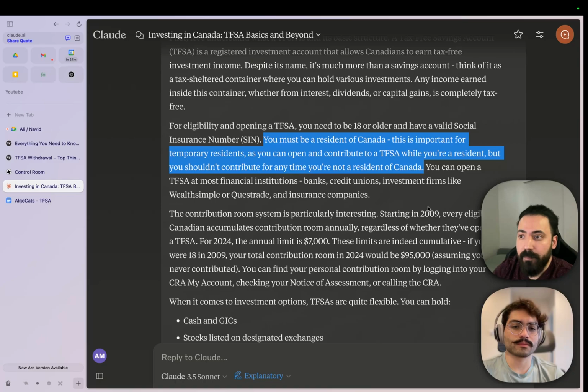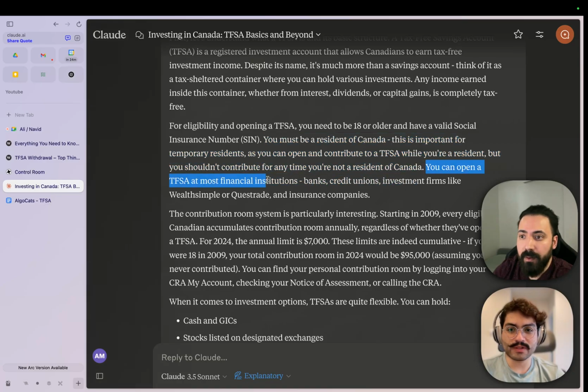Okay, got it. So you can also open a TFSA. We got the answer to this for non-registered accounts in our previous video. You can open it in banks, credit unions, any investment firms like Wealthsimple, Questrade, all of these. So there is a contribution room, which started from 2009. Every eligible Canadian accumulates this contribution room annually, and it doesn't depend on whether you opened the account or not.